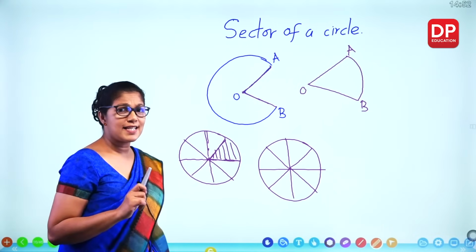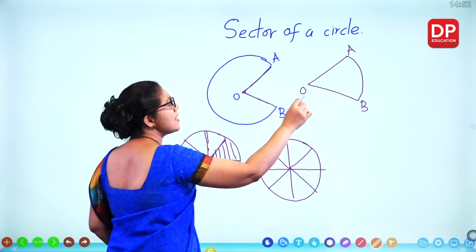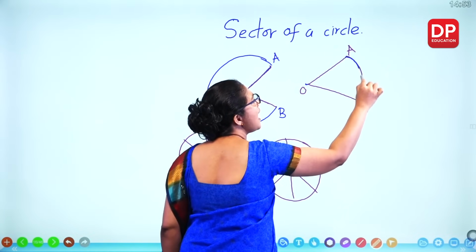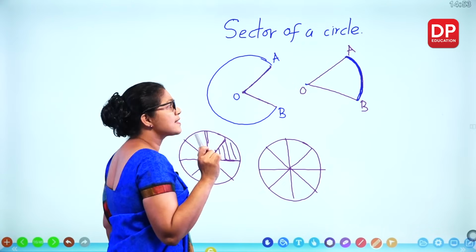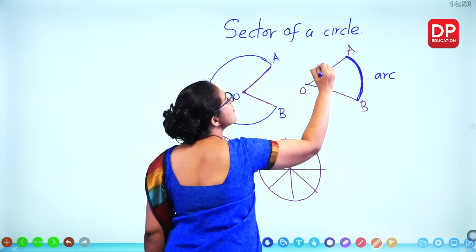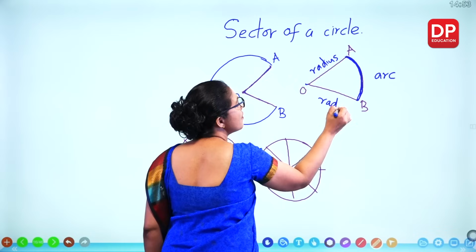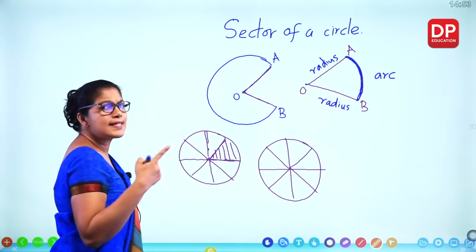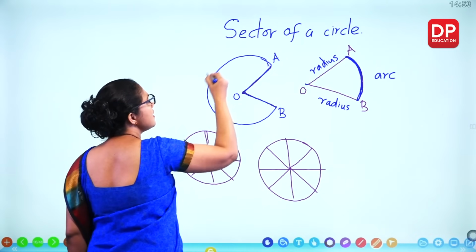So what is a sector? A sector is defined as the plane figure bounded by two radii and an arc. So this part is a part of the circumference. So we call that an arc. So this is a radius. This is also a radius. What about this one? This is also a sector. So two radii and the arc length.